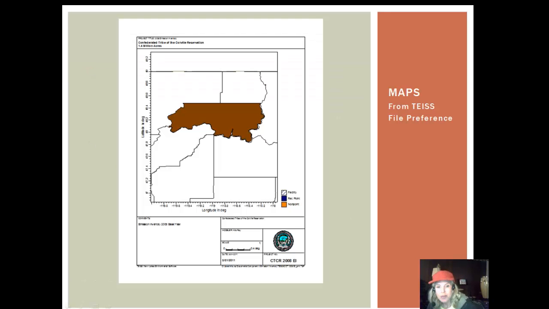So here is a map from the Confederated Tribes of Colville, Chris Ray's emissions inventory, and this was very easily produced in TEISS by selecting File and then Print.